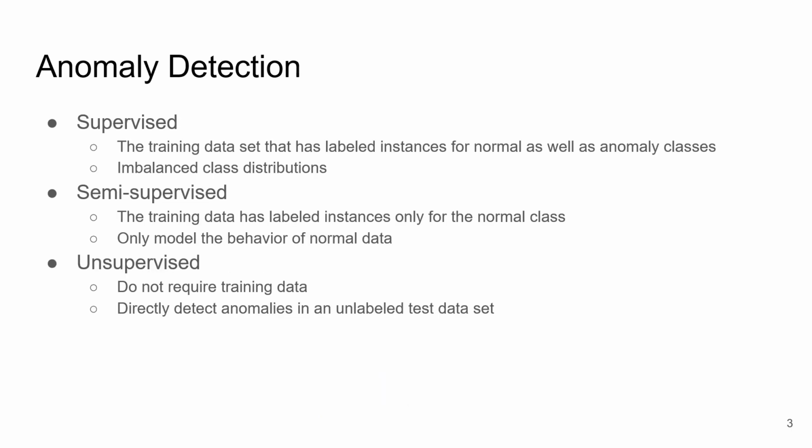There are three types of anomaly detection. The first one is supervised anomaly detection, the second one is semi-supervised anomaly detection, and the third one is unsupervised anomaly detection. Supervised anomaly detection requires a training data set that has labeled instances for normal as well as anomaly cases. So you have two classes in this setting, and the key difference to many other statistical classification problems is that anomaly detection has imbalanced class distributions. The ratio of anomaly cases is usually less than 5%.